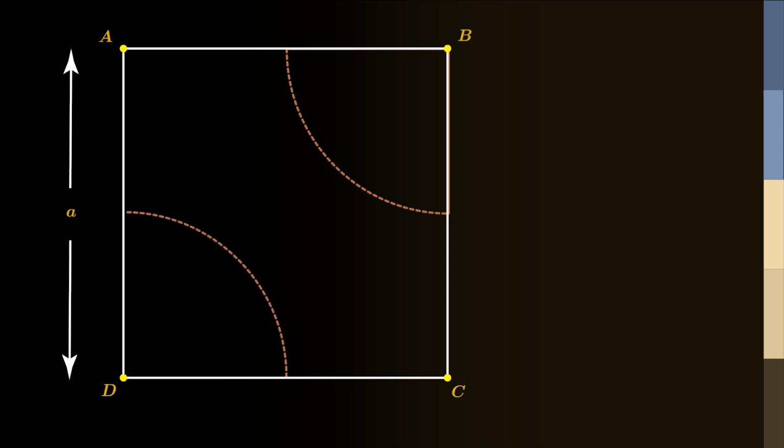The intersection points of the quarter circle from B with the square are E and F, and likewise the intersection points of the quarter circle from D with the square are G and H. Now consider X to be the point in the middle of the square.